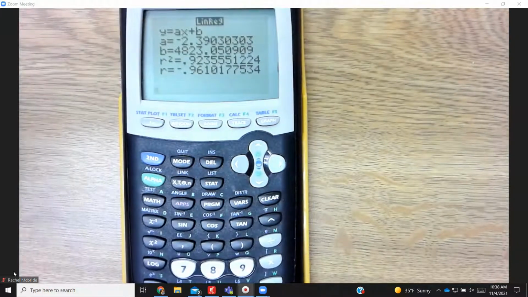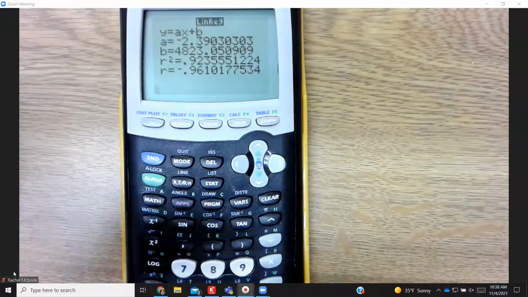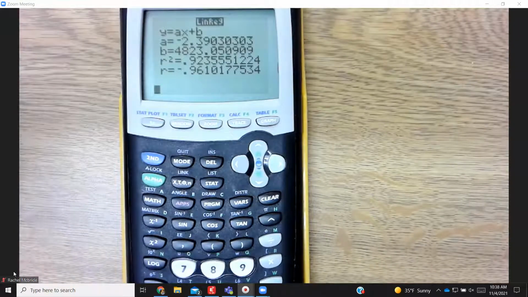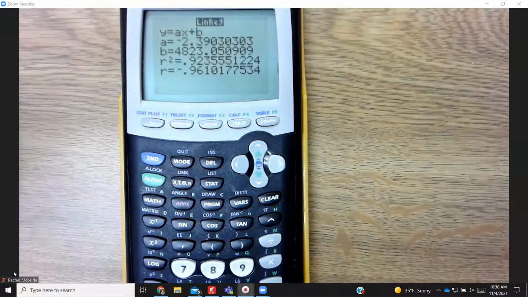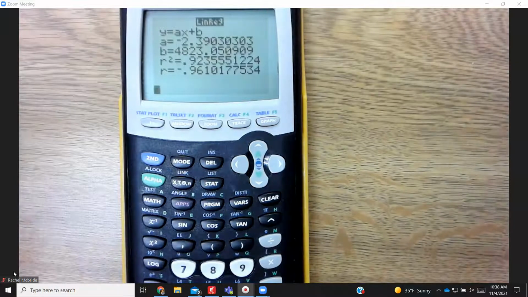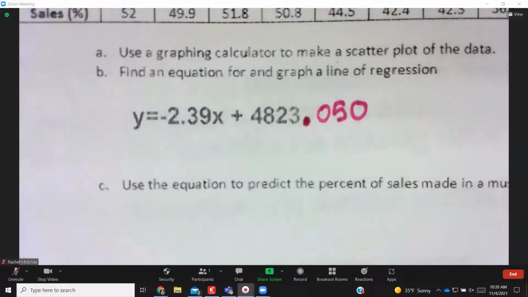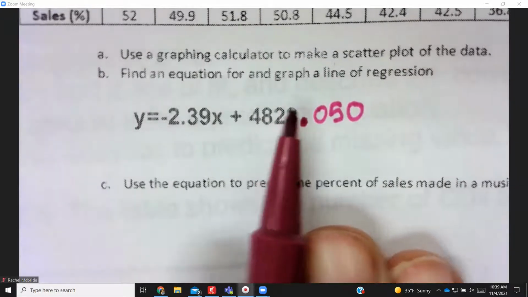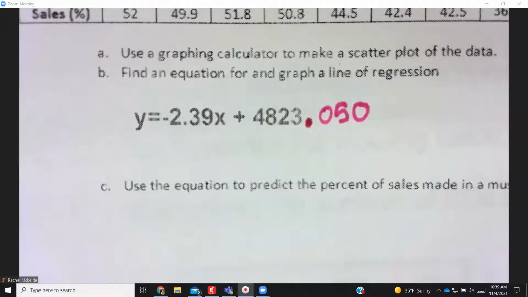And then your equation, it's always safe to go to 3 decimal points. Now in this case, going out to 3 decimal points is a 0, so you don't have to write that. So for that answer on your page, it'd be y equals negative 2.39x plus 4,823.05. And you can either just write 0 or you can round it to 1. So it says find an equation of linear regression, and then it also says to graph it. So I'm going to show you how to graph this on your graphing calculators.